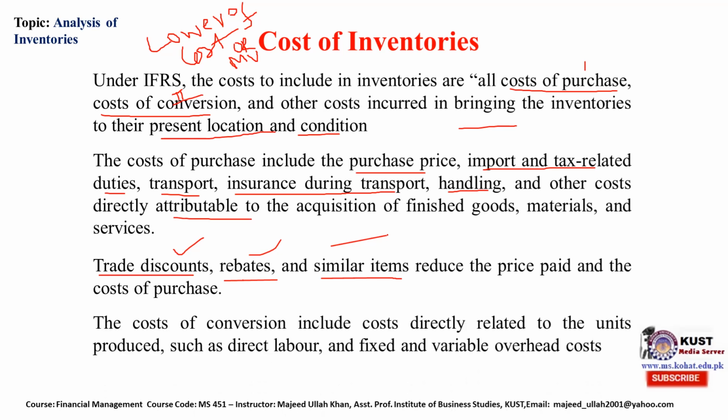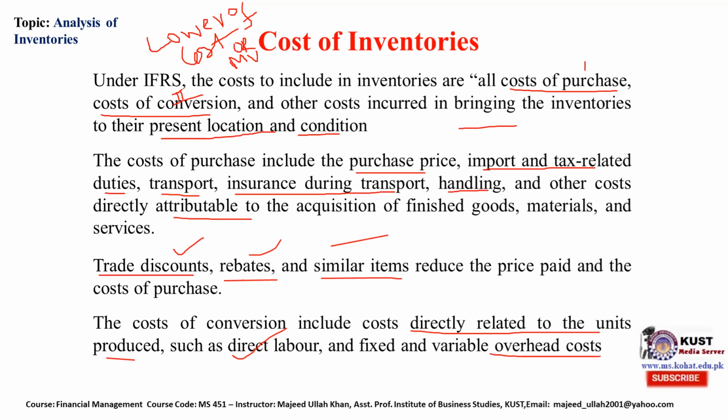The cost of conversion includes what? Costs directly related to the units produced, such as direct labor and fixed and variable factory overhead cost.